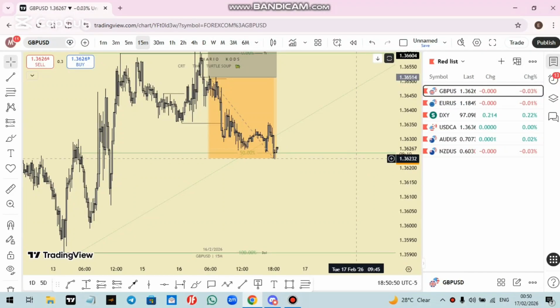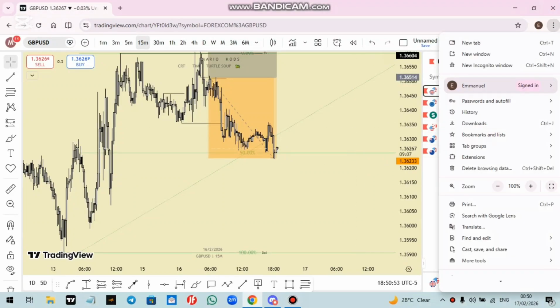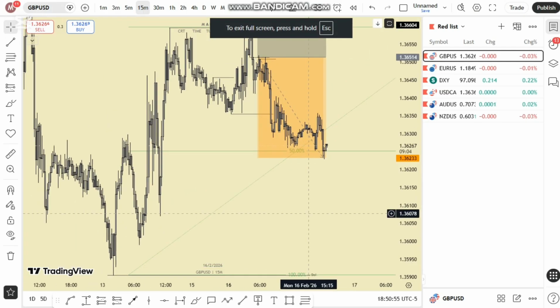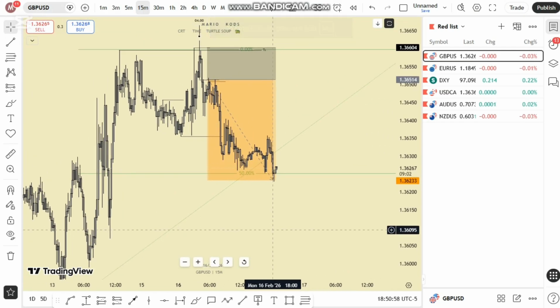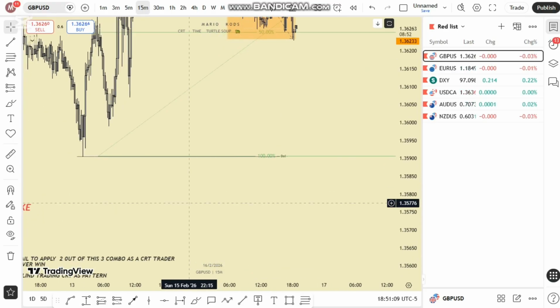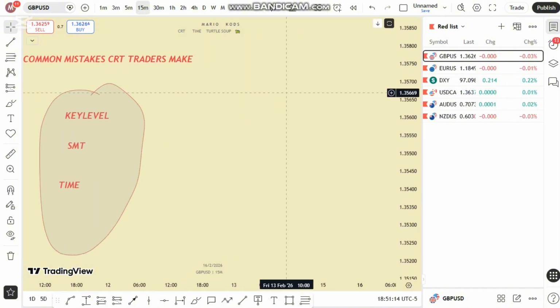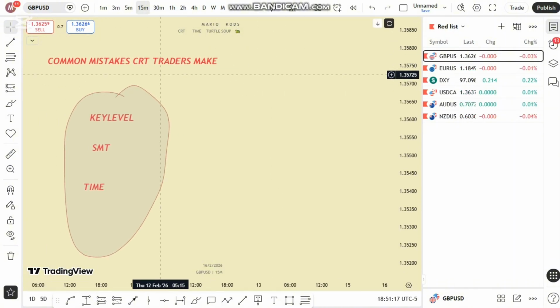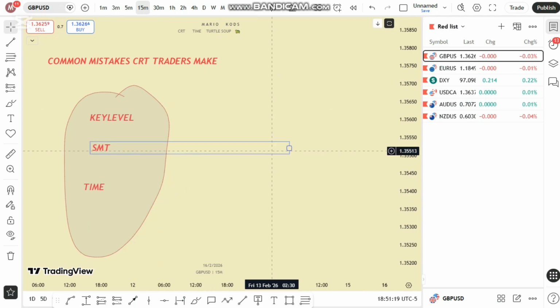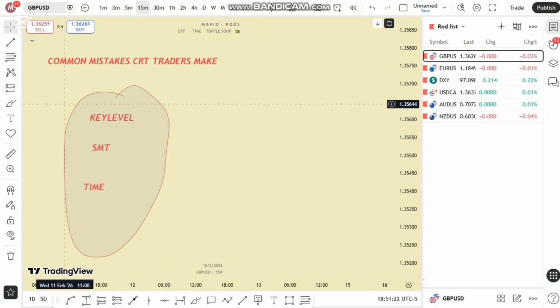Alright, so today I'm going to share with you three common mistakes we CRT traders make. Let's jot it down. You can see, common mistakes CRT traders make. The common mistake we all made is not applying this into whatever CRT we are trading.